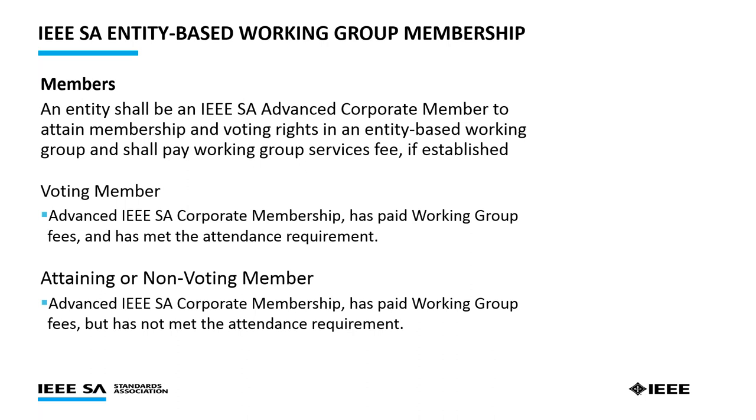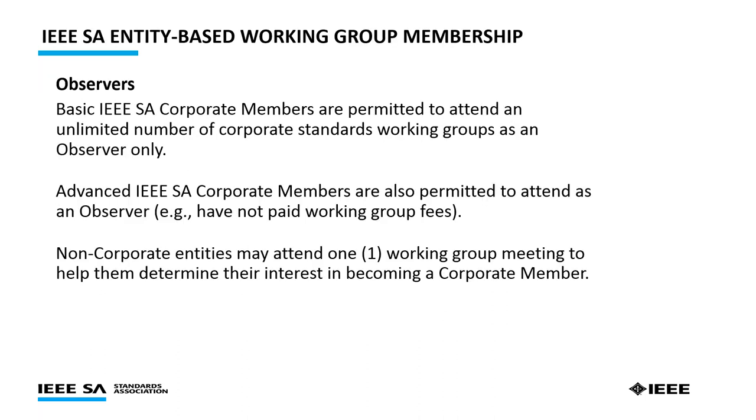And those details vary, depending on the particular working group's PNP. We call that PNP, which stands for policies and procedures. In addition to members, an entity-based working group could also have observers.